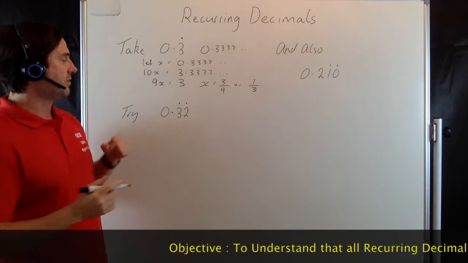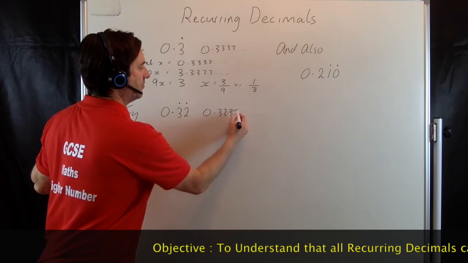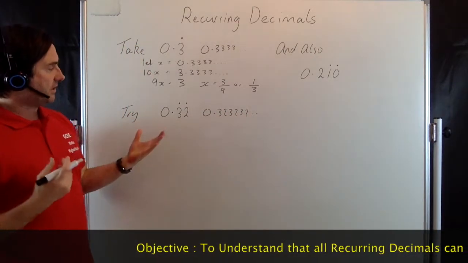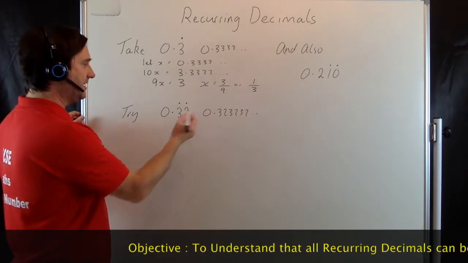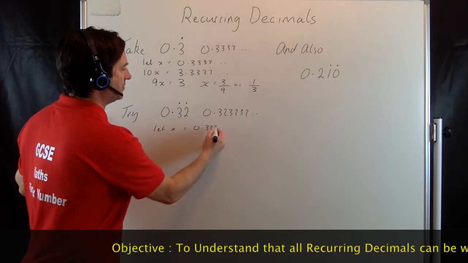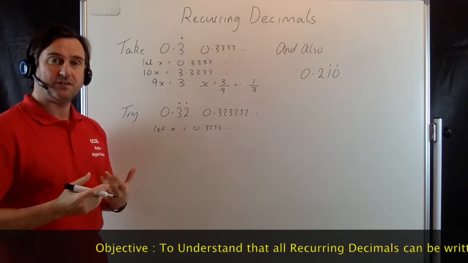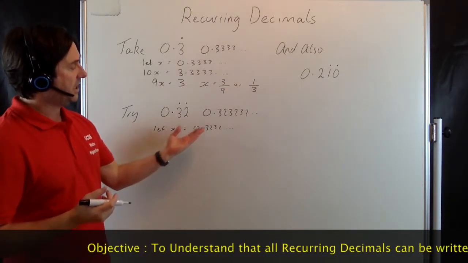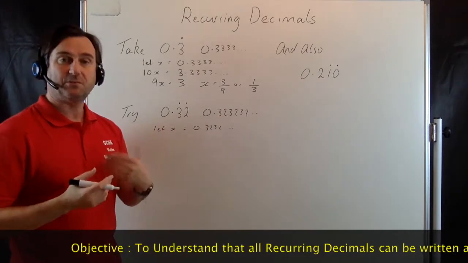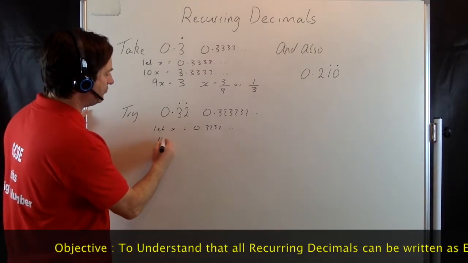Let's try this on another example here. Let's try it on 0.32 recurring. Well, I'm going to write this as 0.323232 carrying on forever. But this time, let's say x equals 0.3232 recurring. Multiplying this by 10 is not going to do me any favours here, because if I multiply it by 10, I get 3.2323, which is not the same as 0.3232.